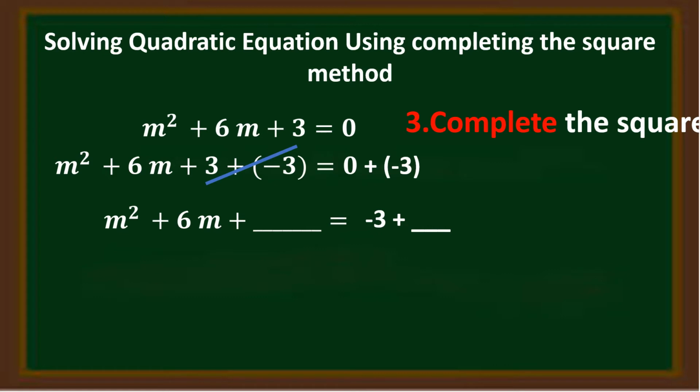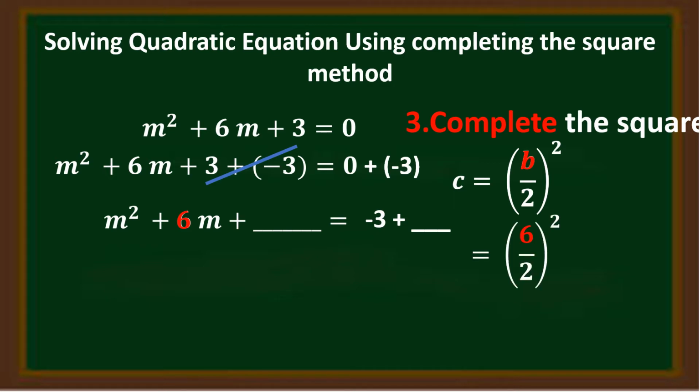Now we'll be completing the square. We have to use the formula for the constant, the square of b over 2. In this case, b is equal to positive 6. We'll be substituting 6 for b, giving us 6 over 2 squared. 6 divided by 2 is 3, and the square of 3 is 9. We'll now be adding 9 to both sides of the equation.